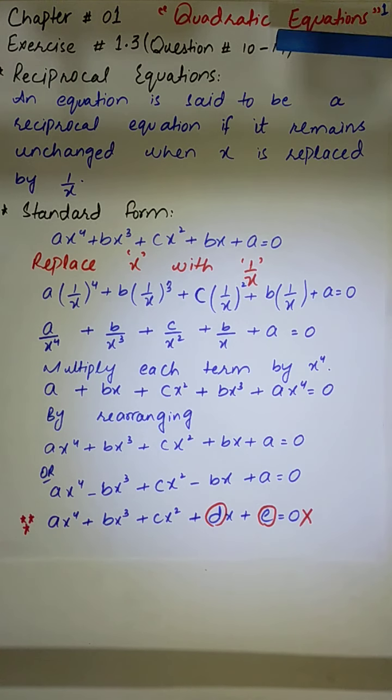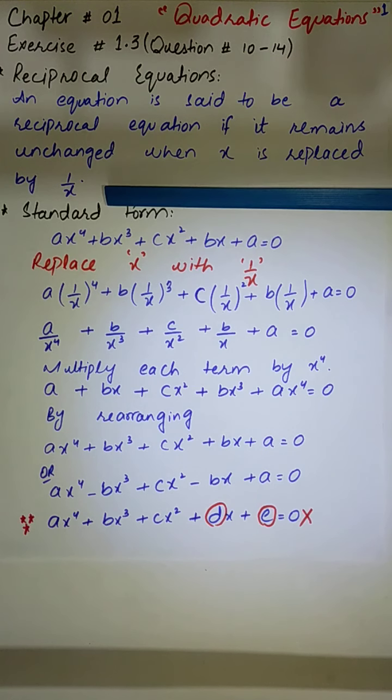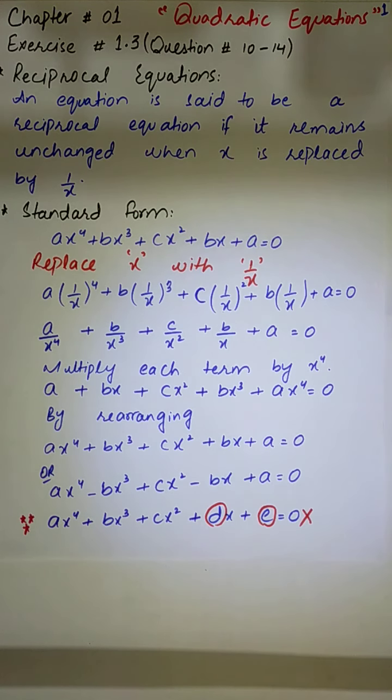The definition is: an equation is said to be a reciprocal equation if it remains unchanged when x is replaced by 1 by x. So the very important thing is that this equation will not change when we replace x with 1 by x. Means when we put x as 1 by x, this equation will remain the same.